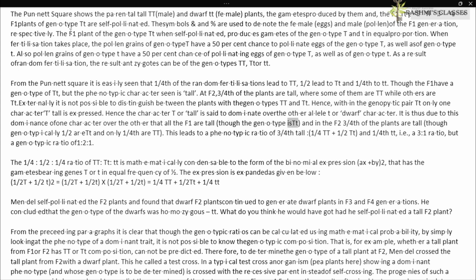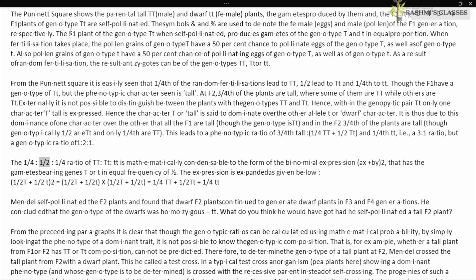the genotype is Tt, and in the F2 3/4 of the plants are tall, though genotypically 1/2 are Tt and only 1/4 are TT. This leads to a phenotypic ratio of 3/4 tall (1/4 TT plus 1/2 Tt), and 1/4 tt, i.e., a 3:1 ratio, but a genotypic ratio of 1:2:1.